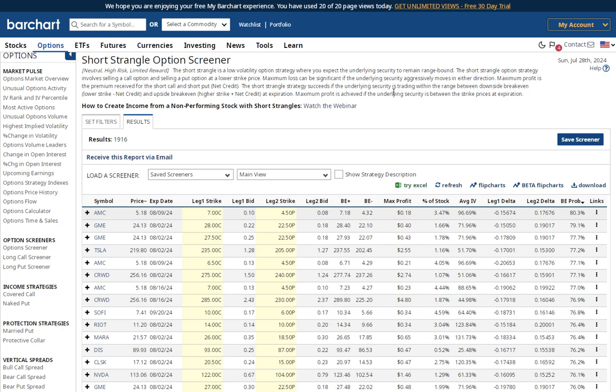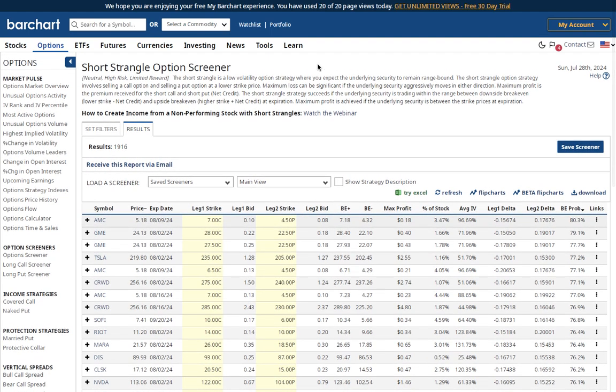Because this is the short strangle screen from Barchart. Now, normally, for the entire history of this channel, I focused on the long strangle screen and the long straddle screen. For strangles, an out of the money call is bought and an out of the money put is bought.